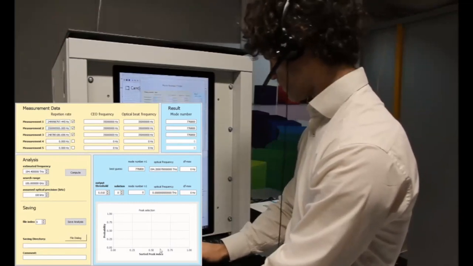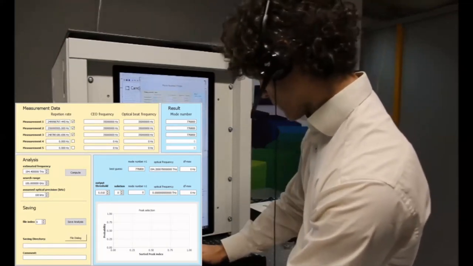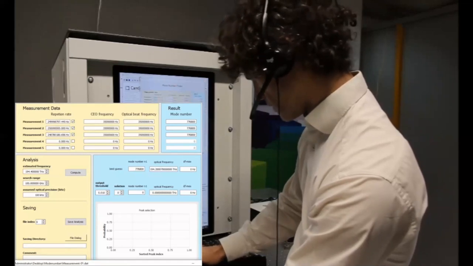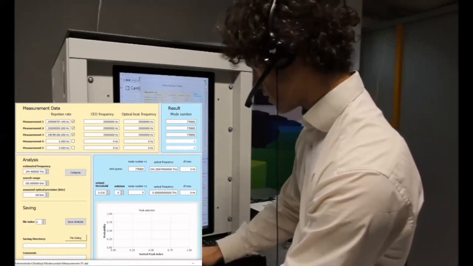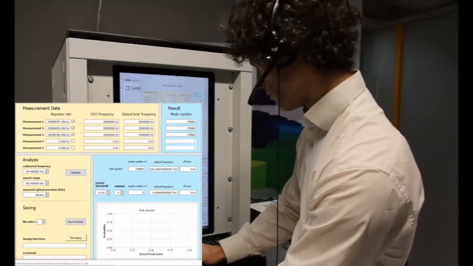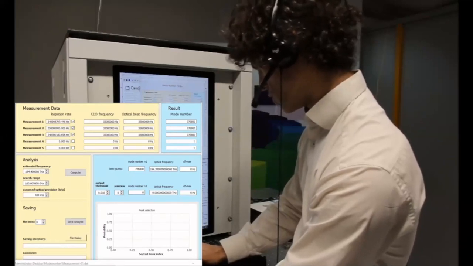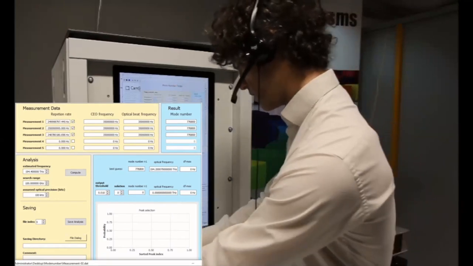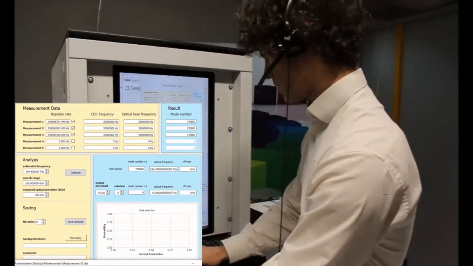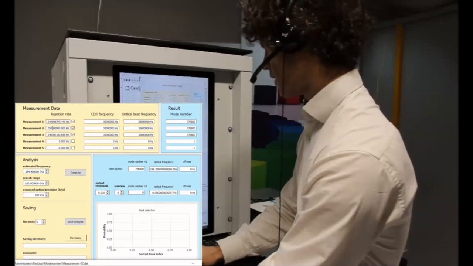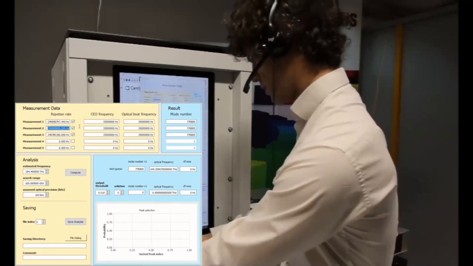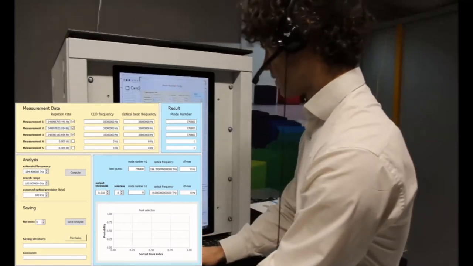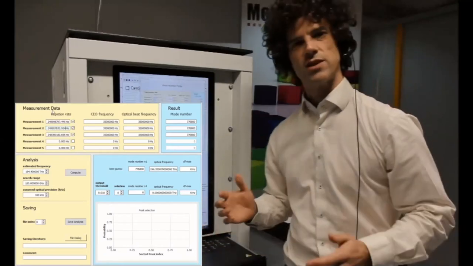Then let's go to the second measurement, load measurement number two. And so here we have the second repetition rate average. So we have typed in our three sets of measurement.